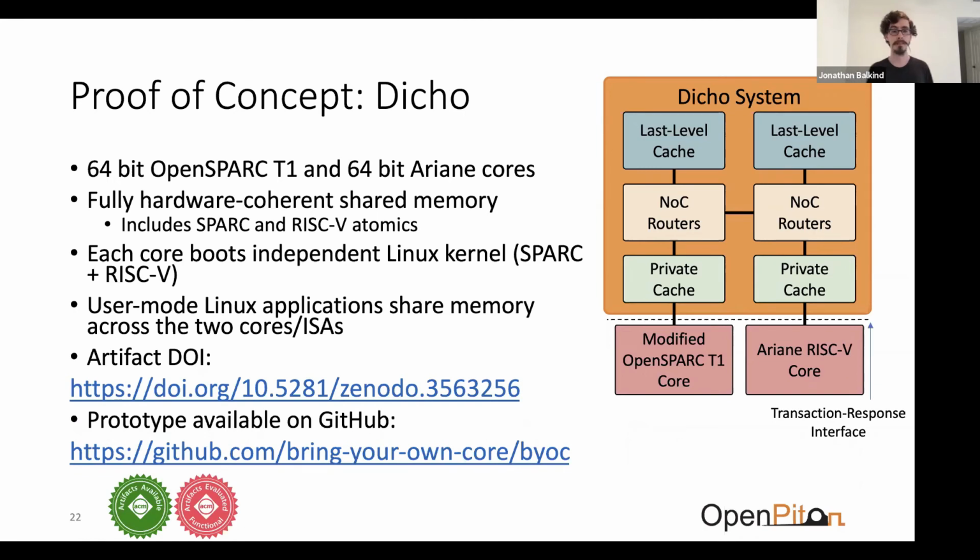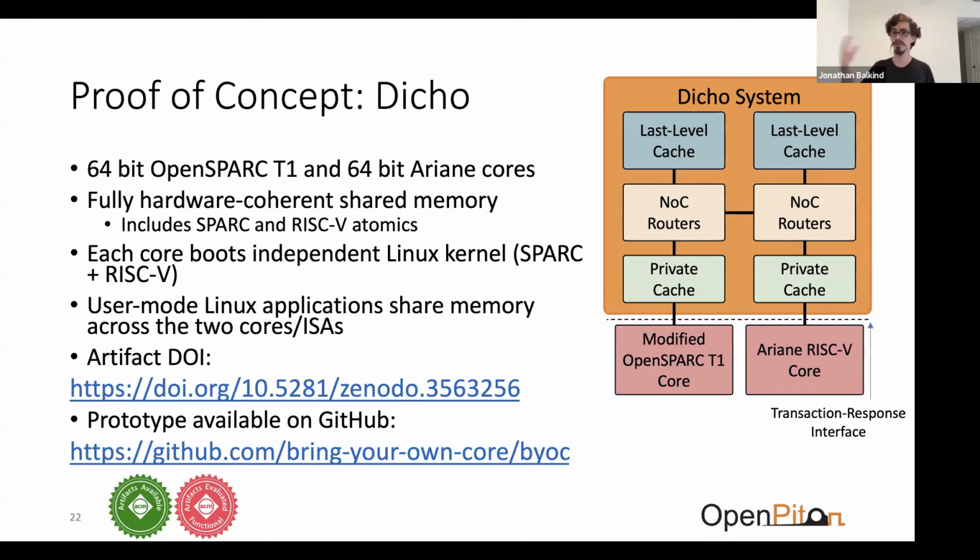And so the next one that we built had a T1 and an Ariane core, and both of them are application class cores that can run a real operating system. Under the hood, they have fully hardware coherent shared memory, including all the ISA-specific atomics. The cores each boot an independent Linux kernel, one for each ISA, and then user mode applications on top can share memory across the two cores and the two ISAs, and they don't even necessarily need to have any idea that the other party they're synchronizing with isn't running the same ISA they are. So we can use the ISA-specific atomics, and those will work correctly even when they're mixed together.